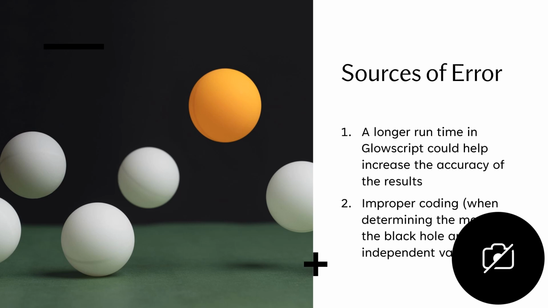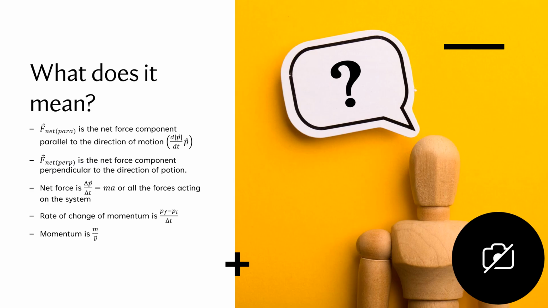So in this experiment, there were a couple of sources of error. First off, running it longer in GlowScript could help improve the accuracy of the results. And additionally, improper coding, for example, when determining the mass of the black hole and other independent variables, would have impacted forces that are dependent on those variables.